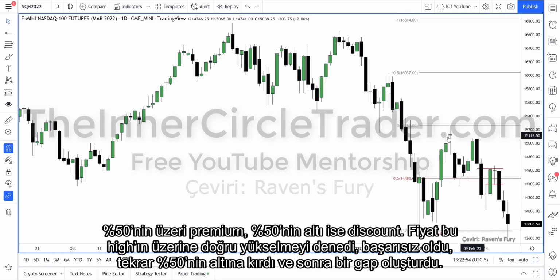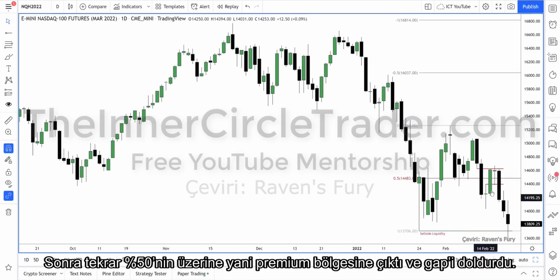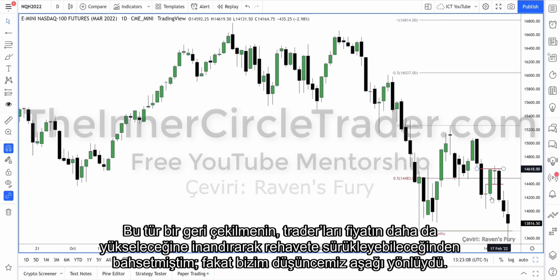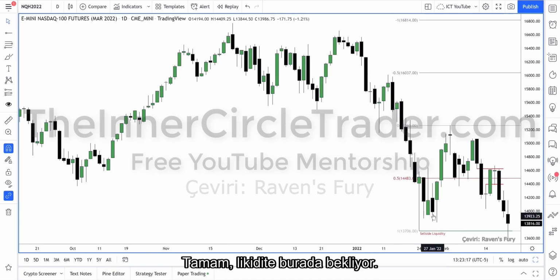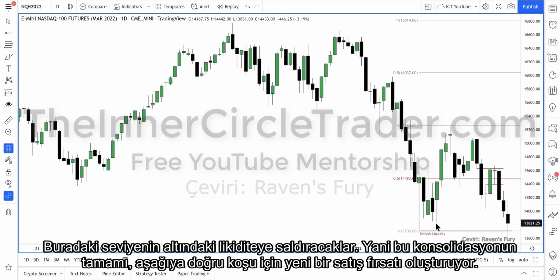Up here we tried to rally up above this high, failed, broke back down below 50%, and then created a gap. Okay, so it comes up back into a premium market above 50% and fills in the gap. I mentioned how this type of retracement can lull traders into likely thinking it's going to go higher, but we're thinking down here. The liquidity resting below here is what they're going to attack. So all of this consolidation just sets up another selling opportunity to run down there.